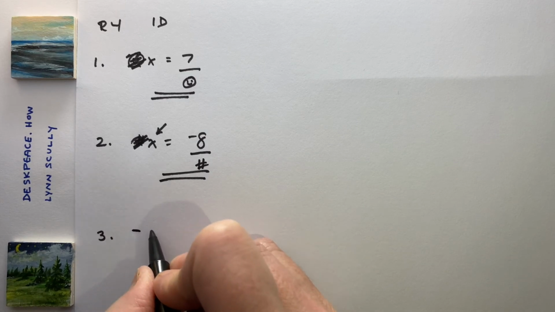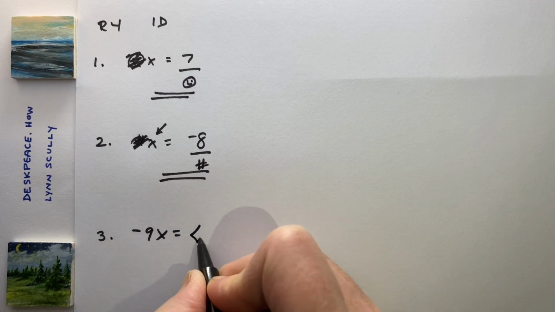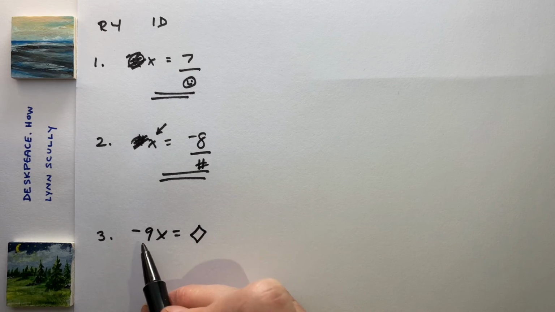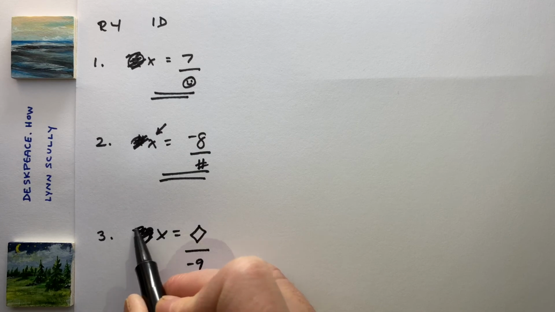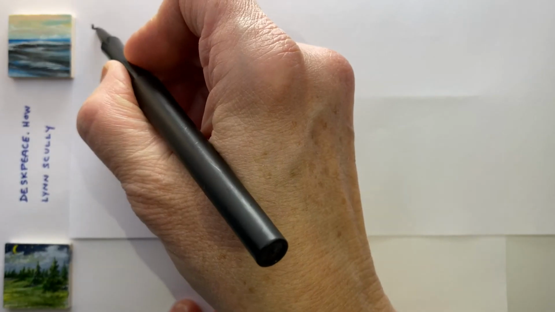Now I have -9x equals diamond. Here's my x. -9 is attached by multiplication. Move it by division to the other side of the equal sign. Number 4.